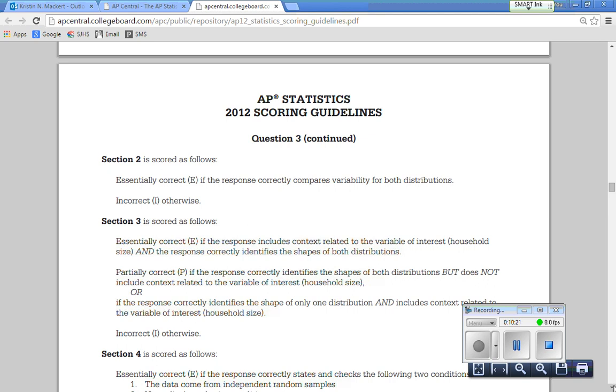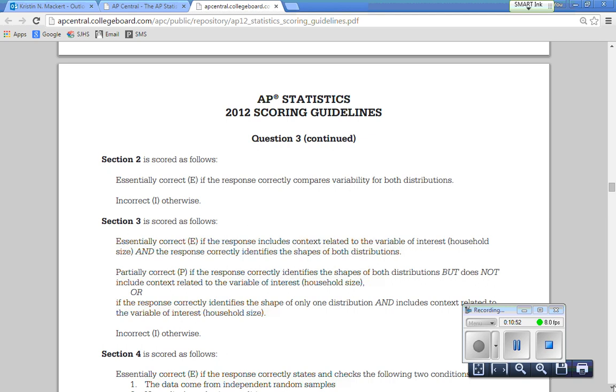Because it says partially correct if you identified the shapes, but does not include context related to the variable of interest, which is the household size. So they want you to say something along the lines of, the distribution in 1950 for household size is, right. They want you to use that variable. Okay? So I have tried to stress this as much as I can, context, context, context, all year. And that's an example of where you would be docked if you didn't do it.